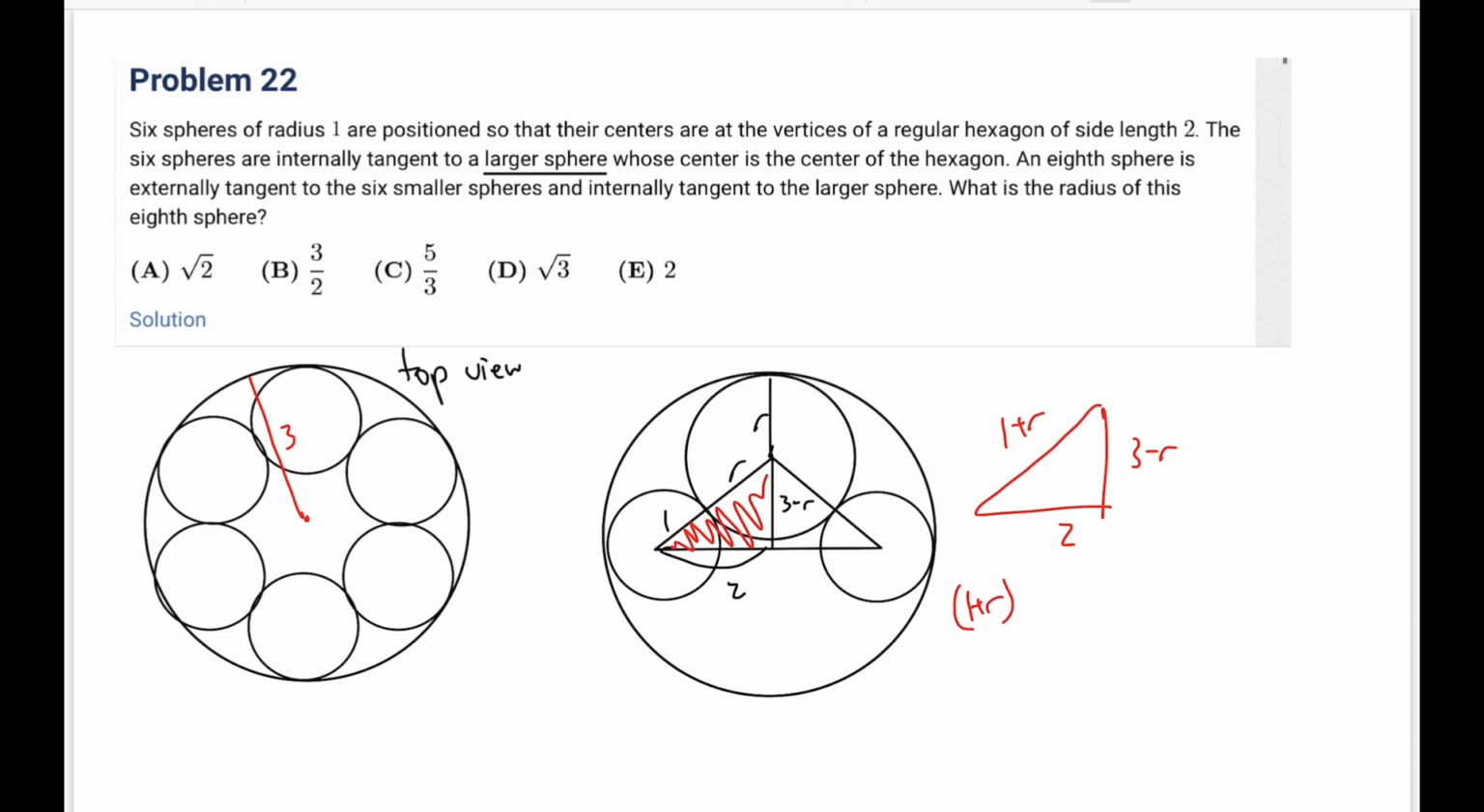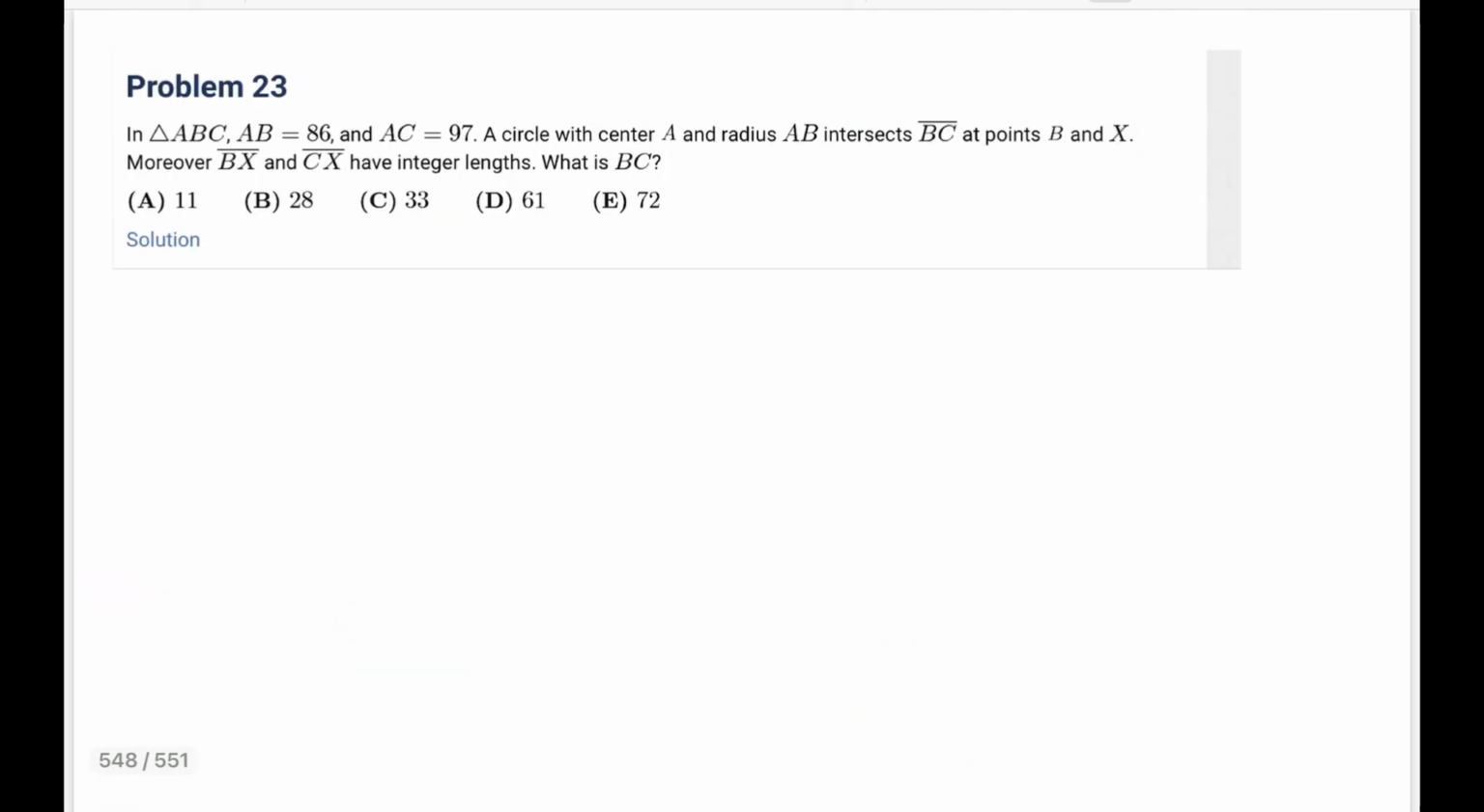So (1 plus r) squared equals (3 minus r) squared plus 2 squared. This is the Pythagorean theorem. r squared plus 2r plus 1 equals r squared minus 6r plus 9 plus 4. So these two cancel. 8r equals 12. So r equals 3 over 2. The answer is B.